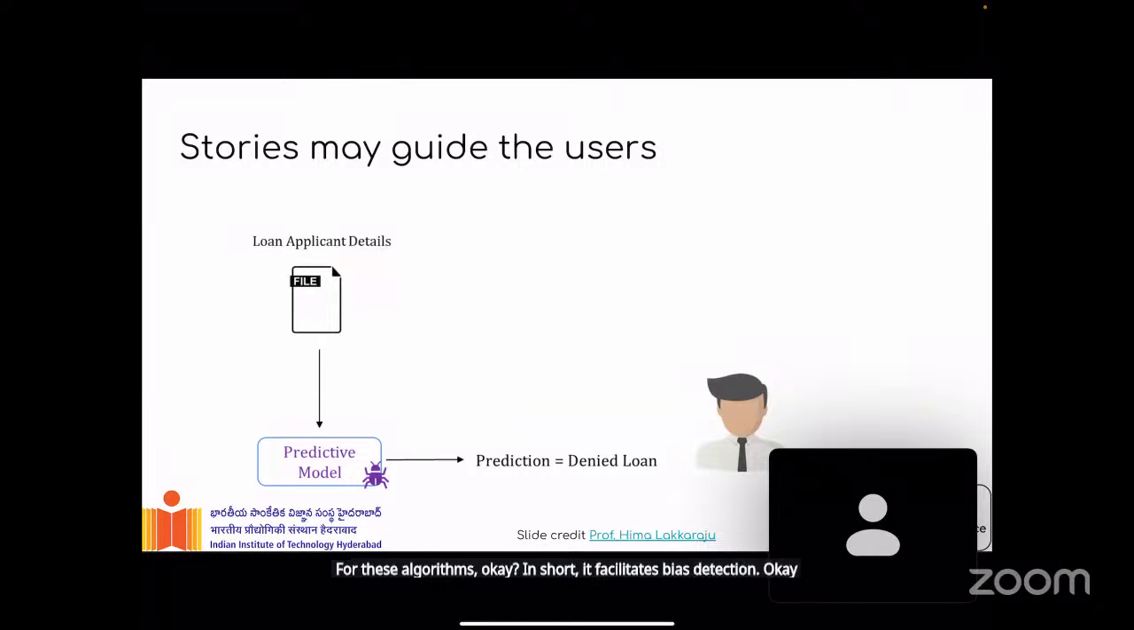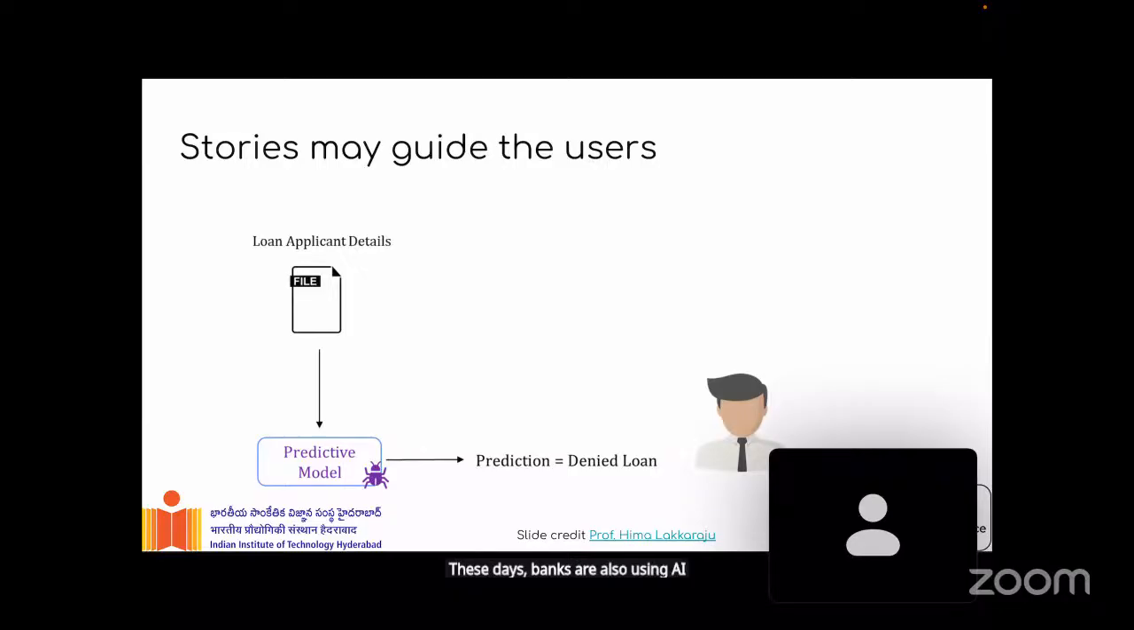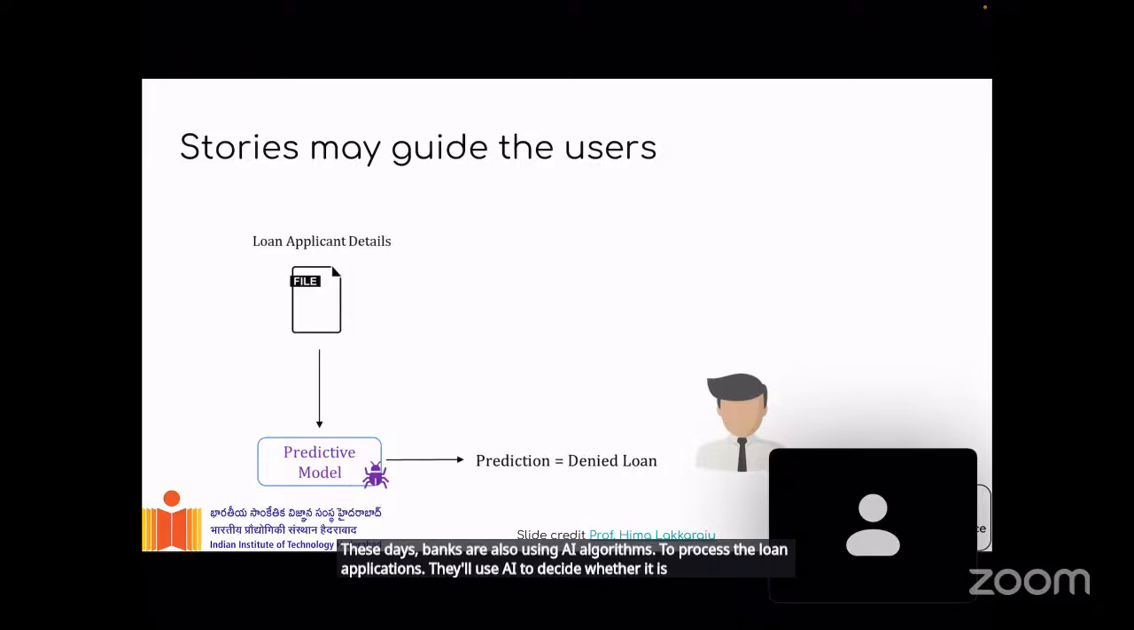Okay, now let's look at another application. These days, banks are also using AI algorithms to process the loan applications. They'll use AI to decide whether it is risky to sanction the loan or not risky to sanction the loan. Let's say you applied and one of the models denied the loan. Obviously, the management would like to ask, or the customer would like to ask, what makes the AI algorithm think it is risky for the bank to sanction the loan?